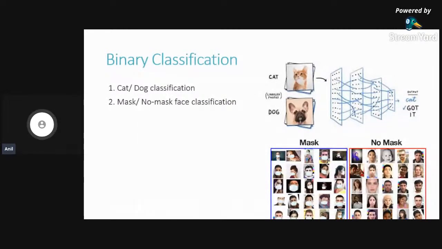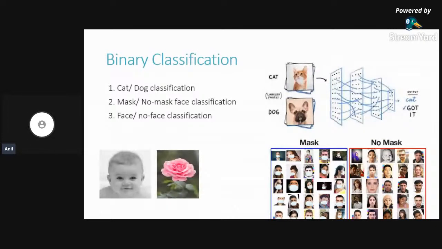Another example is mask versus no mask face classification, where the machine learning system will first say whether a particular image contains a face or not, and then, if it contains a face, whether that face has a mask or doesn't have a mask. We will see a few more examples, for example face or no face classification, where we have to say whether an image contains a face or doesn't contain a face. There are many more examples of binary classification. I just wanted to give an idea of classification, particularly binary classification, which we will be using in subsequent sections.